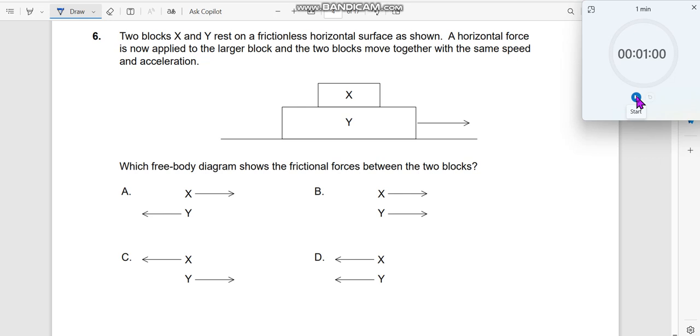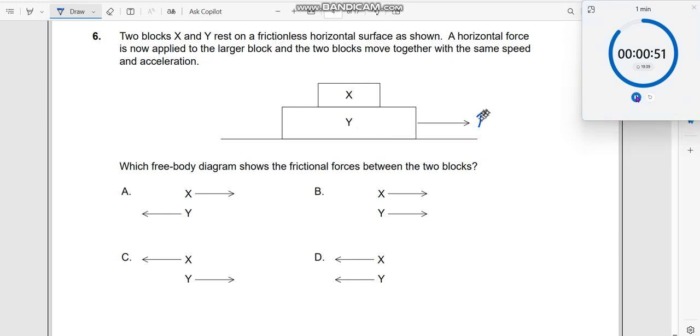Okay, question number 6. Two blocks X and Y rest on a horizontal surface as shown. A horizontal force F is now applied to the larger block. We are applying a larger force over here, and the two blocks move together. Why do they move together?